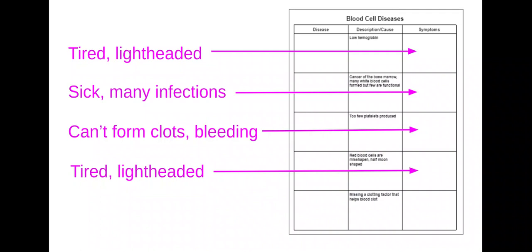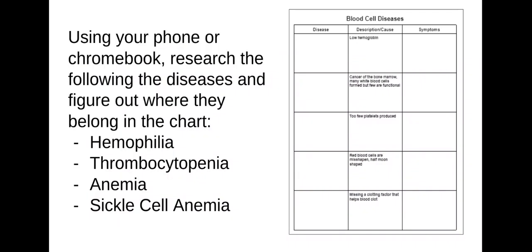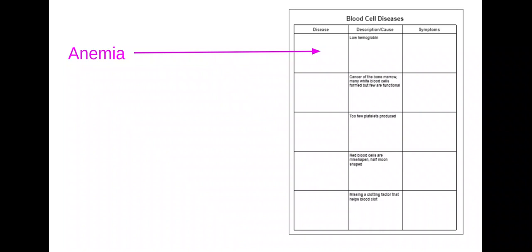Missing a clotting factor that helps blood clot. So a clotting factor is one of those proteins or chemicals that helps our blood clot. And if we're missing that, we are also not going to be able to form clots and we'll have lots of bleeding. So now that we know these symptoms, what I had the students do in class is research these diseases and write down where they go. We're just going to fill in the chart here.